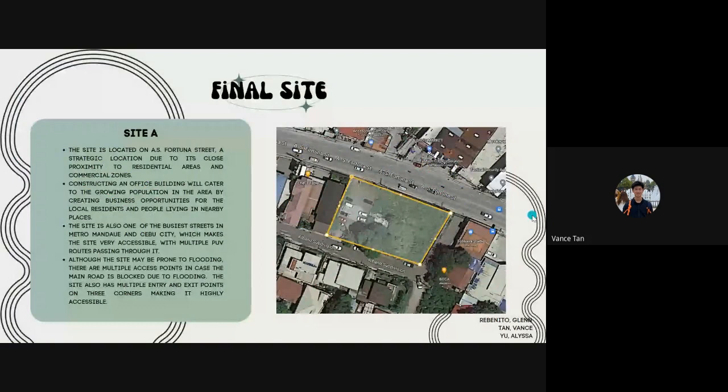Next, for the final site, we selected site A for the following reasons. The site is located in AS Fortuna Street. It is a strategic location due to its close proximity to residential areas and commercial zones.